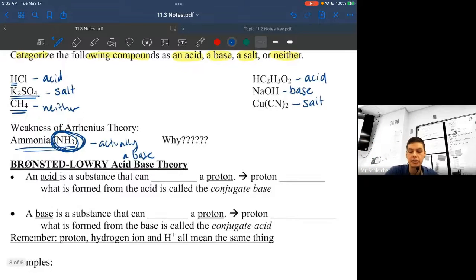So let's review Bronsted-Lowry. An acid is a substance that can donate a proton or give any sort of H plus, right? So we can call it a proton donor.